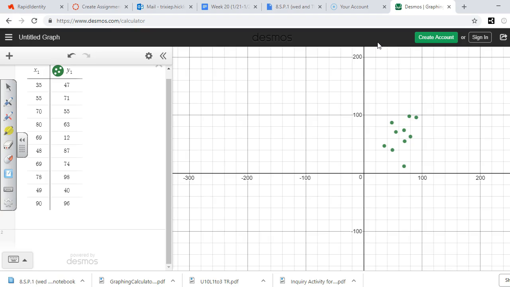Now, that should be enough to help you with your guided notes and the lesson video to go ahead and use the Desmos graphing calculator to help you complete your activity. Good luck, and remember, always do your very best.